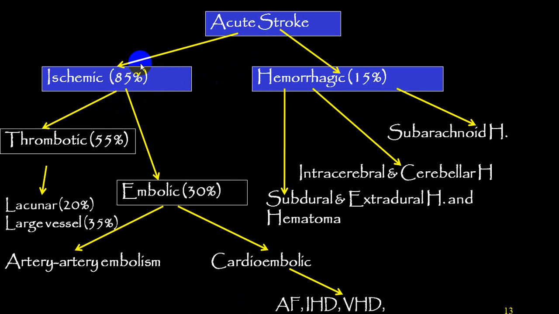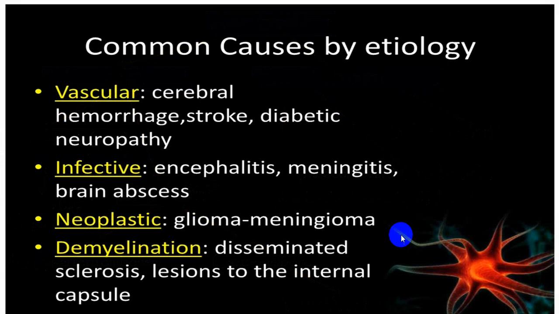So ischemic stroke, 85%, out of which 55% of the time thrombotic, embolic is 30%. Among embolic, artery to artery, commonest cause is atherosclerosis, and cardioembolic, atrial flutter fibrillation, ischemic heart disease and valvular heart disease. Among thrombotic, penetrating branch, lacunar infarcts, large vessels almost in 35% and lacunar infarct in 20%. Among hemorrhagic, subarachnoid hemorrhage usually will not result in classical hemiplegia, but intracerebral hemorrhage and occasionally subdural or extradural hematoma can end up with hemiplegia.